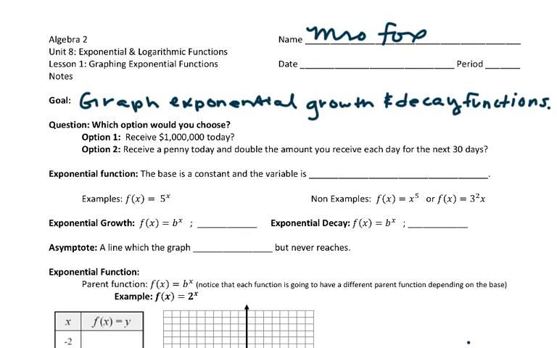Okay, so if you come up with an answer, I want you guys to send it to me because I really do want you guys to think about those 2 options. Option 2 is actually an example of an exponential function. So what is an exponential function? The base is a constant and the variable is going to be an exponent.